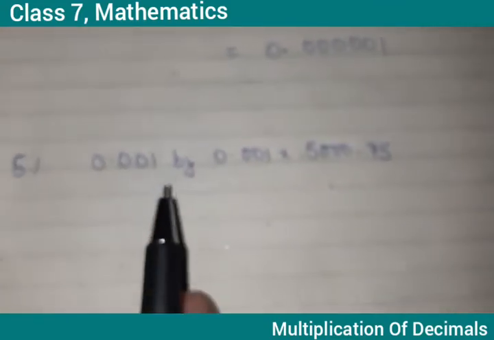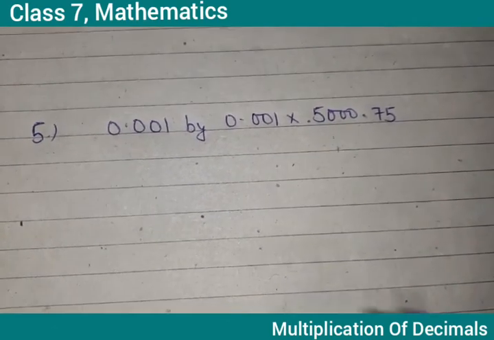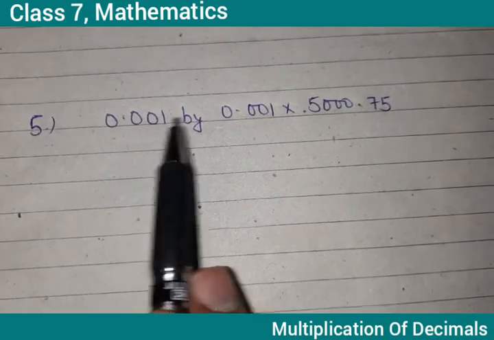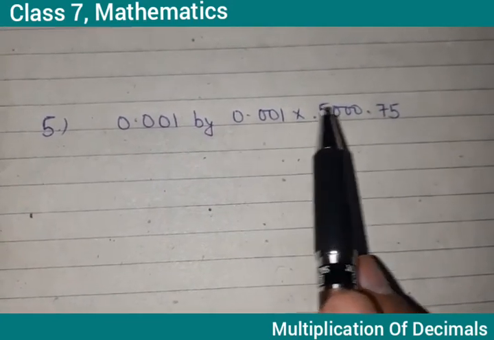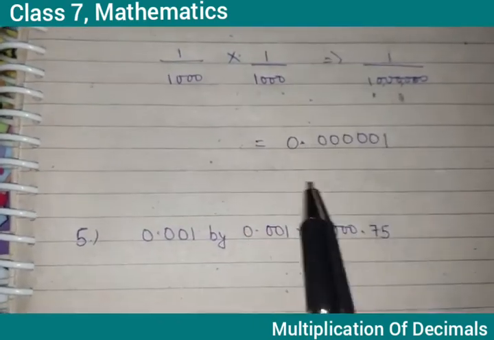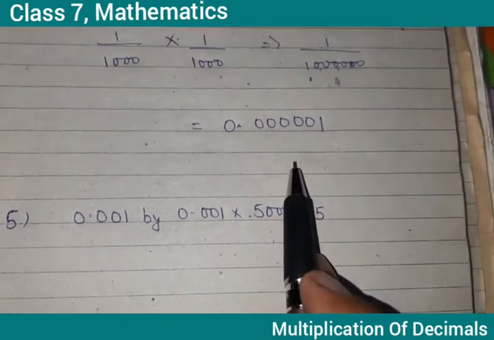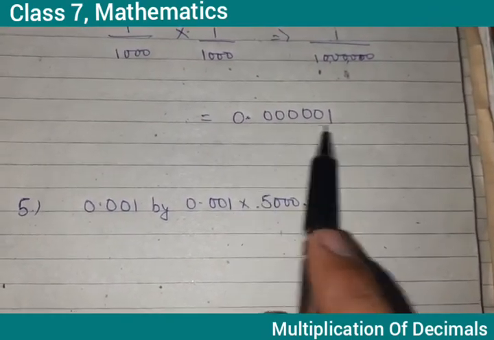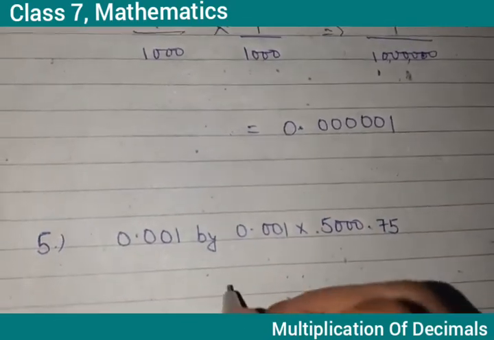So see class, these are very simple questions. You must be thinking how to do it, what to do. Normal. It is written this by this. So first multiply these two. Whatever product comes, multiply it by this. So 0.001 by 0.001, we saw the final answer. It is 1 upon 10 lakh. Either you can write 1 upon 10 lakh or directly write down this answer only. So we will straight away write this answer.